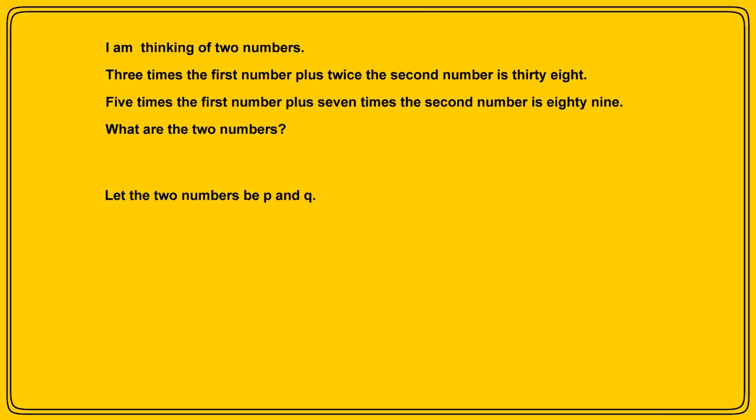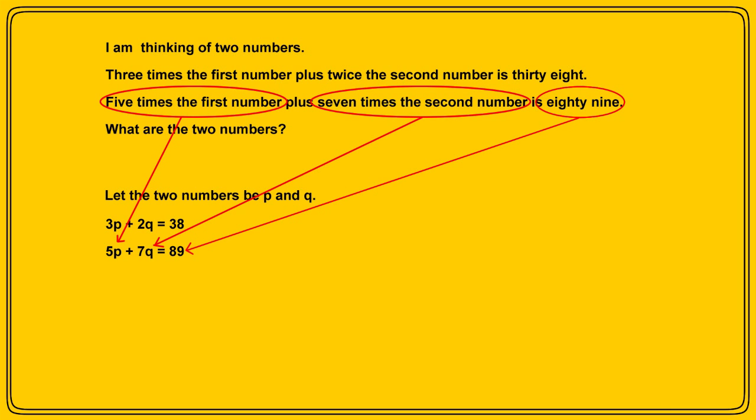Now we can piece the first equation together. 3 times the first number is obviously 3p, and twice the second number is 2q, so we have 3p plus 2q is 38. And working similarly with the next piece of information, we can formulate the second equation, which is 5p plus 7q equals 89.